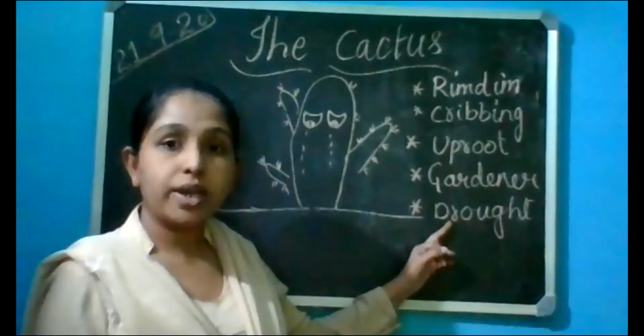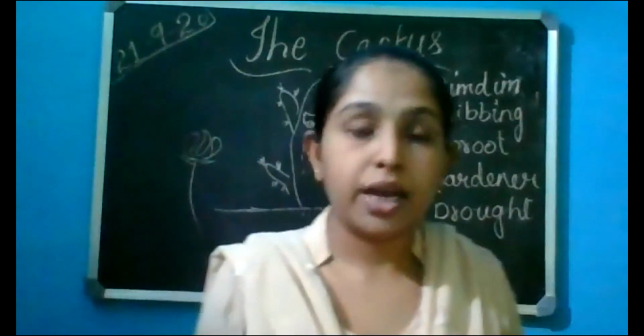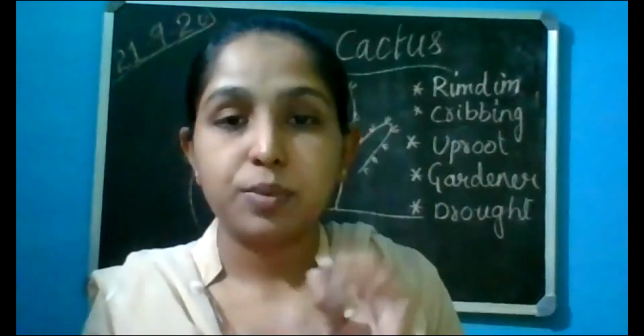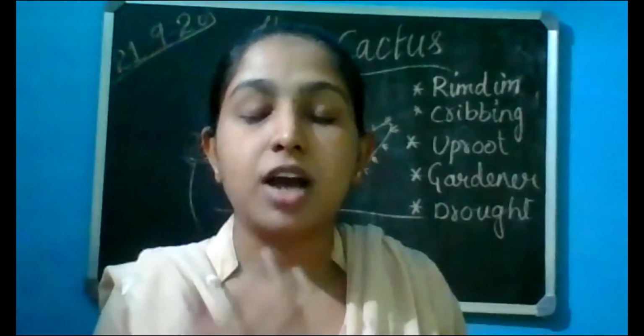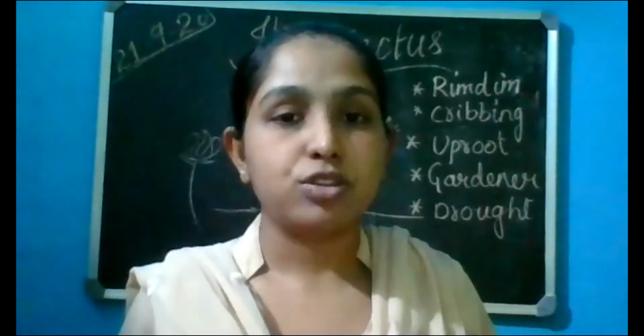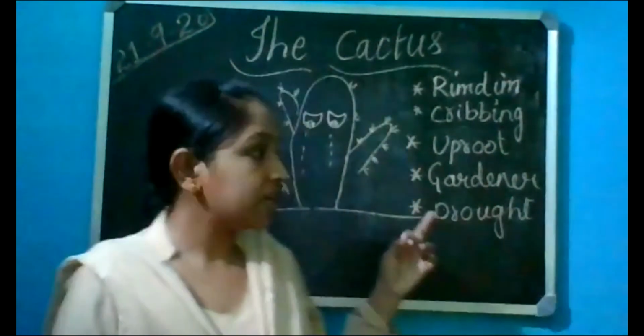Drought. It is a time when there is no rain for a longer time, and due to no rain, all the rivers, ponds and wells will get dry, and people will start feeling difficulty, facing many difficulties because of no rain. If the rain is not there for a longer time, that time is called drought.